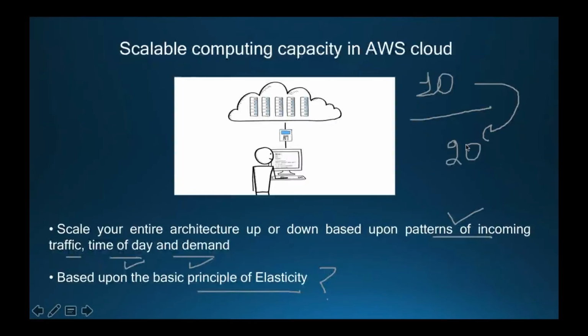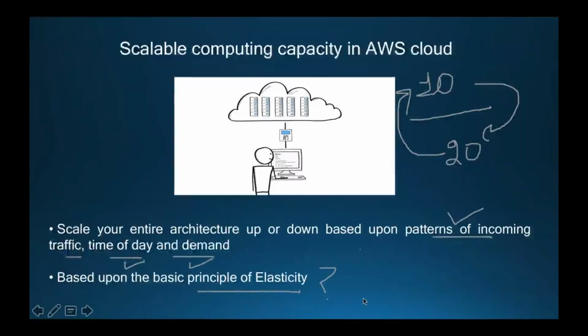Automatically, based upon the traffic load and the time of day, it will shoot the number of instances from 10 to 20. I'm just giving an example. Once the Christmas season is over, once the Diwali season is over, you will see the traffic spike is back to normal. Then AWS will automatically switch your 20 instances back to 10. So this principle is called elasticity, which means you can anytime increase or decrease the number of instances based upon these factors: incoming traffic, time of day, and demand.